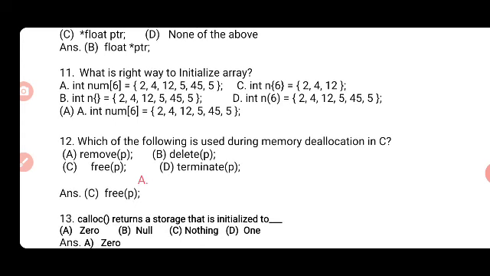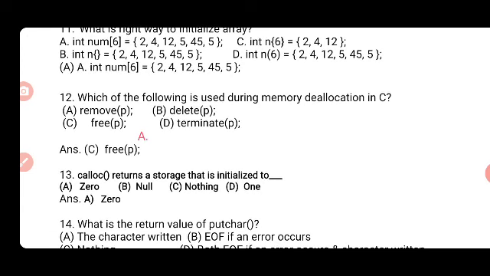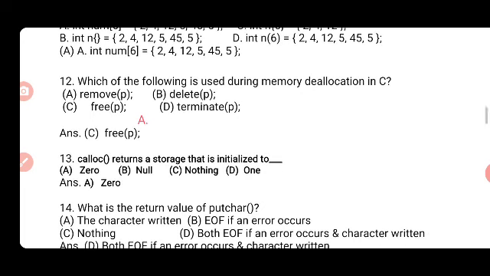Okay. Next, question number 12: which of the following is used during memory deallocation in C? So 4 options for this question: A, remove P; B, delete P; C, free P; D, terminate P. So we use the free function in order to deallocate memory during runtime. So option C is the correct answer for this question.